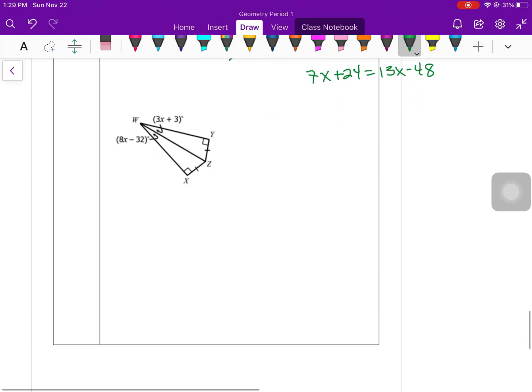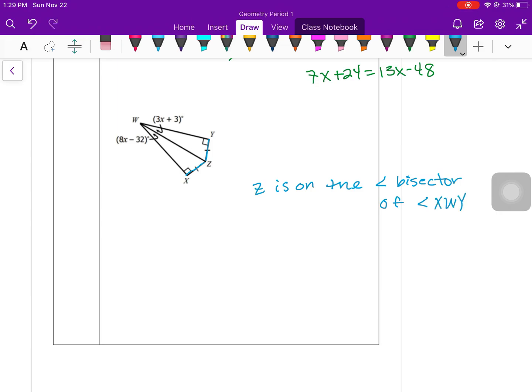Angle bisector, they're telling us that XZ is congruent to YZ. So we know Z is on the angle bisector of angle XWY. We know that Z is on the angle bisector, therefore XZ must be congruent to YZ, which we already know because they told us that.